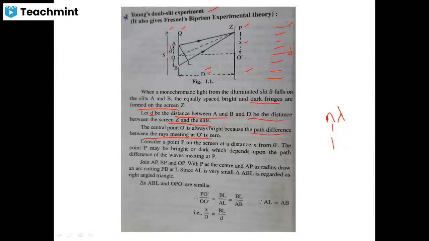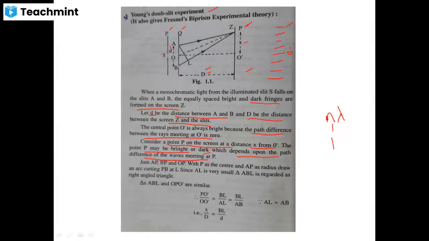Right? Then we are considering a point P on the screen at a distance x from O dash. I told you, P is at a distance x from O dash, right? Then the point P may be bright or dark. So as I told you, this may be a dark band or a bright band. We don't know at the moment, which depends upon the path difference of the waves meeting at P.